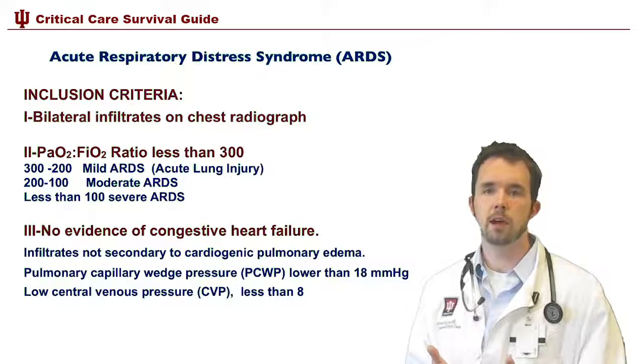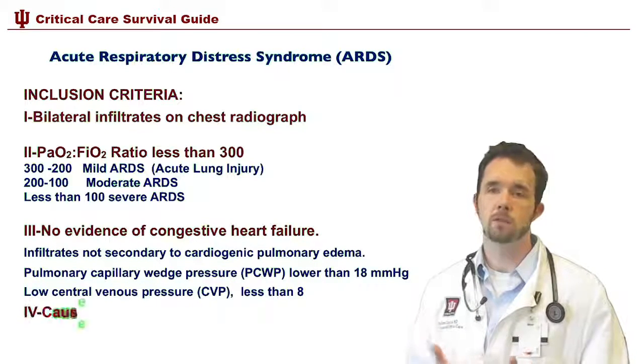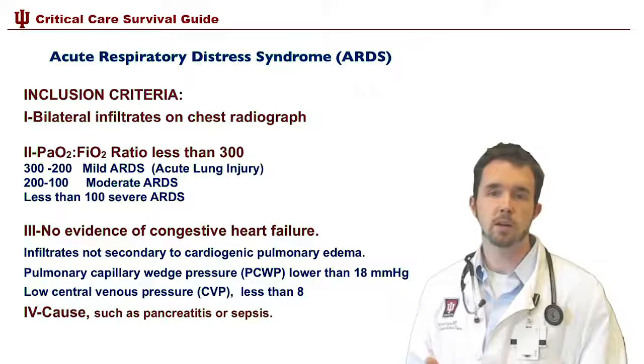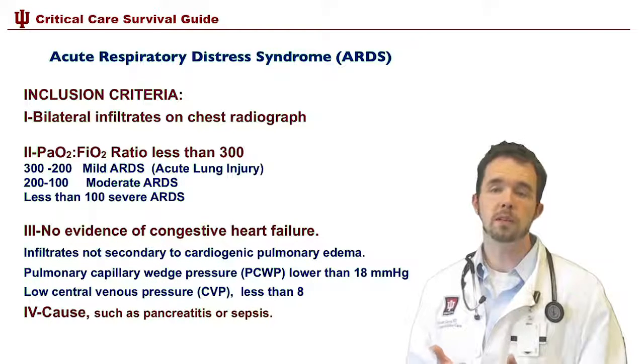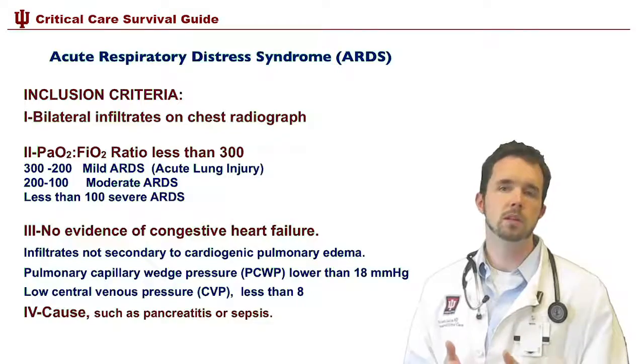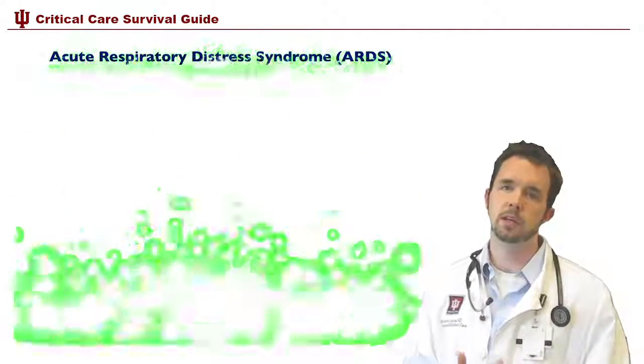The fourth criteria for ARDS is that we need a reason for it. This might be secondary to pancreatitis, or more commonly secondary to septicemia. The list of causes of ARDS is shown here.